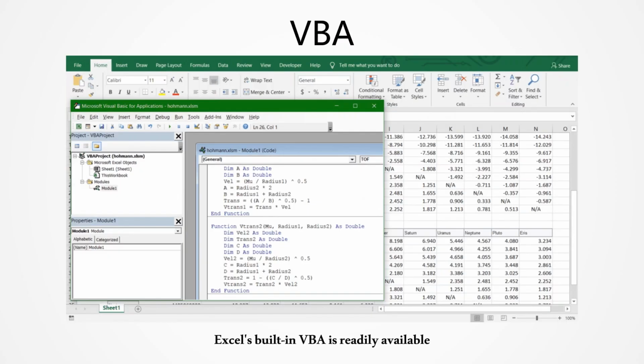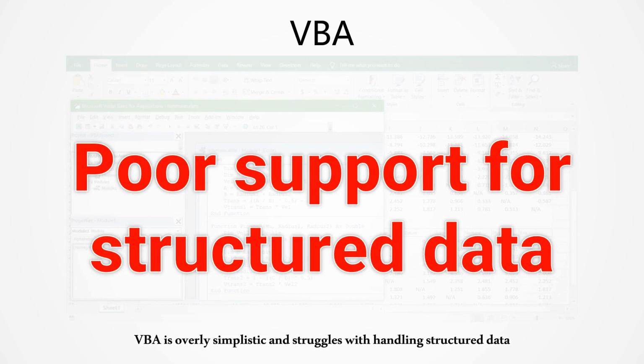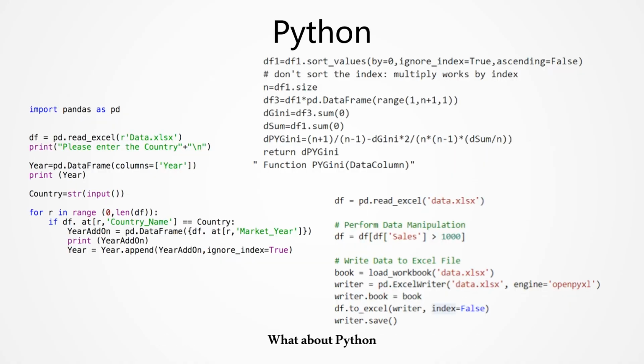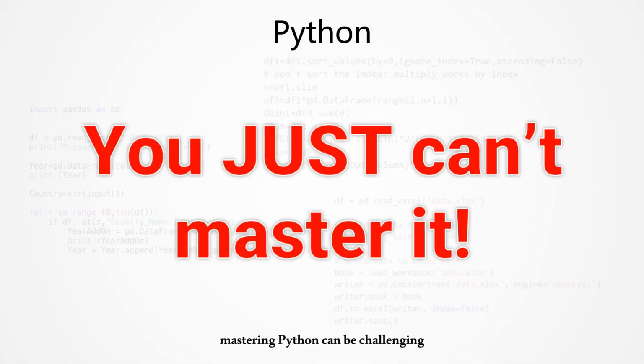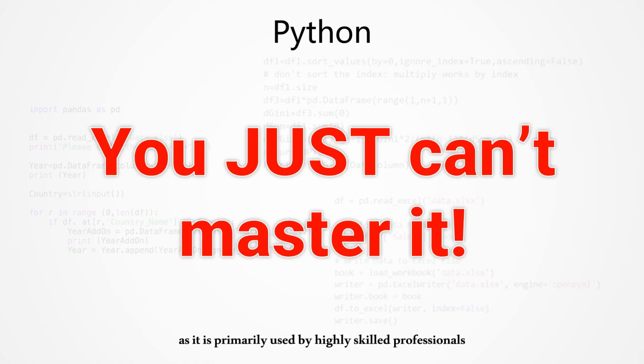For example, Excel's built-in VBA is readily available, has simple configuration, and comes from a reputable vendor. It seems promising. However, VBA is overly simplistic and struggles with handling structured data, often requiring extensive code to accomplish even basic tasks. What about Python, which is widely endorsed by training courses everywhere? Python indeed surpasses VBA with its robust support for structured data, but mastering Python can be challenging, as it is primarily used by highly skilled professionals.